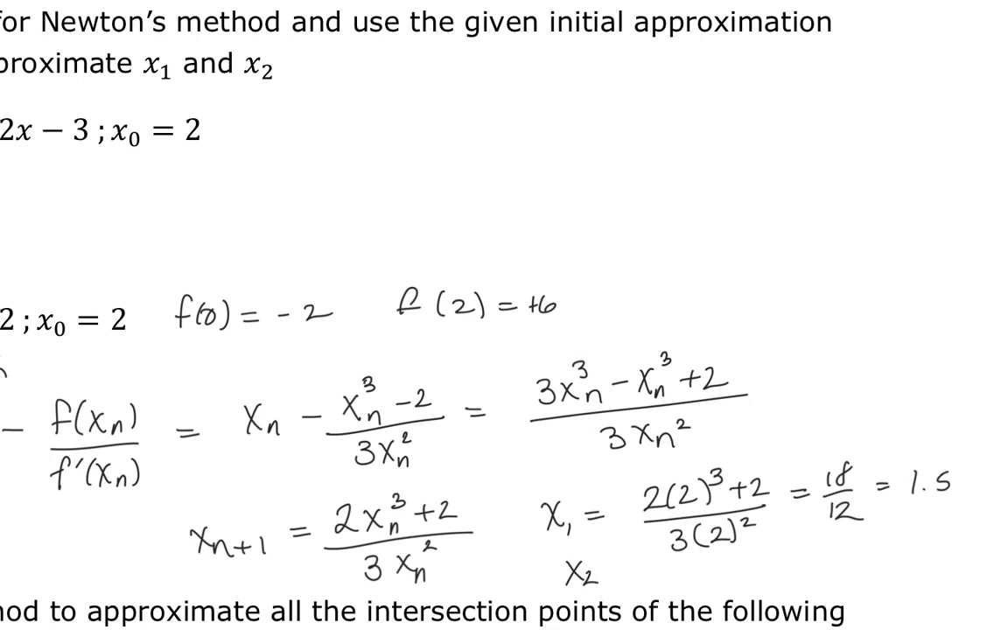Now I'm going to do x_2, and I'm going to use 1.5. So I have 2 times 1.5 cubed plus 2 over 3 times 1.5 squared. So I'm going to put that in my calculator: 2 times 1.5 cubed, on my cubed button, plus 2. And then that's going to be divided by 3 times 1.5 squared. And I get 1.296. And then I would continue. Again, though, I could have solved either one of these by factoring.